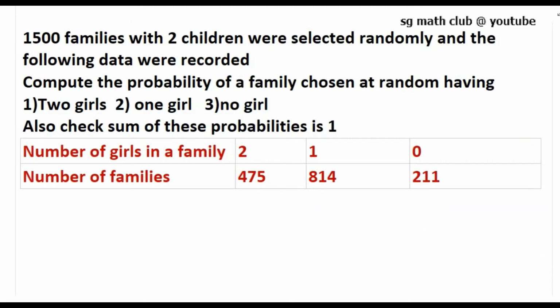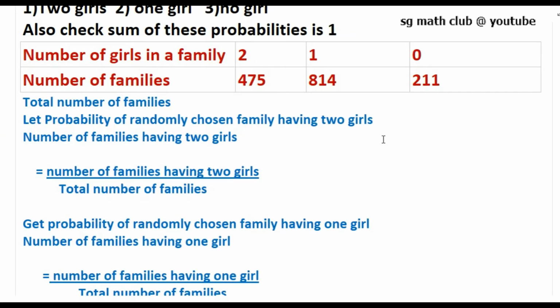Next question: 1000 families with 2 children were selected randomly and the following data were recorded. Compute the probability of a family chosen at random having 2 girls, 1 girl and no girl. Also check whether the sum of these probabilities is 1. For the number of girls in a family, there are 475 families with 2 girls, 814 families with 1 girl and 211 families with no girls. So the total number of families we have is 1500.